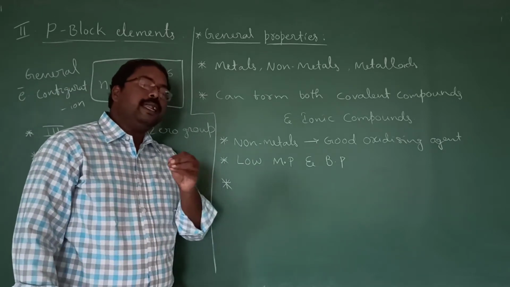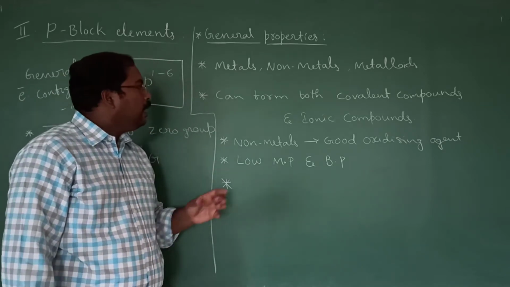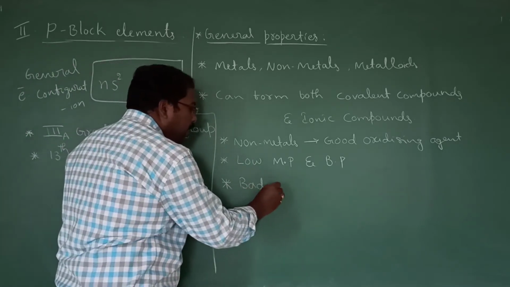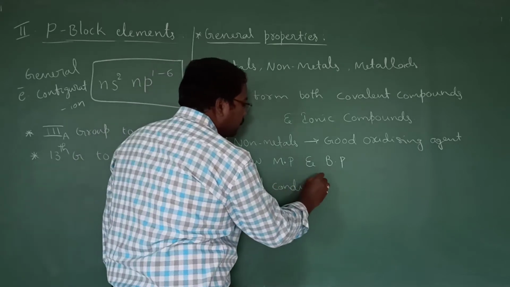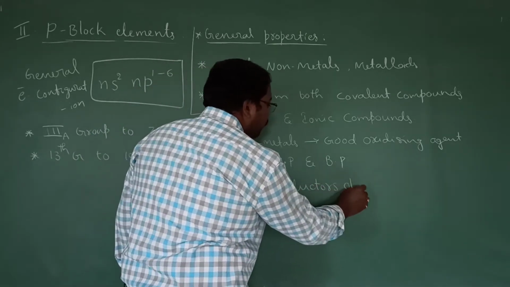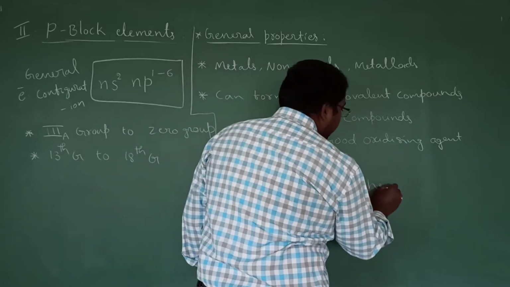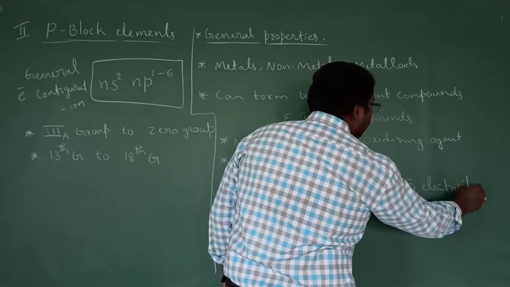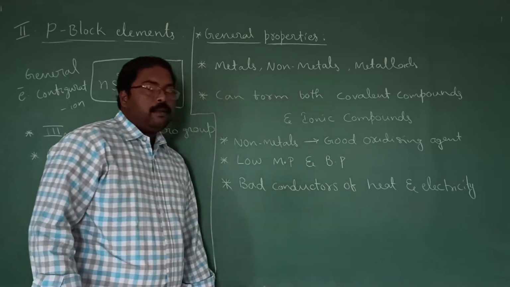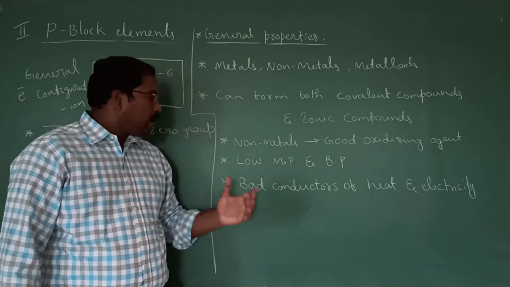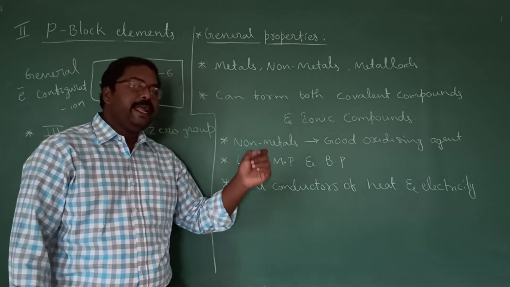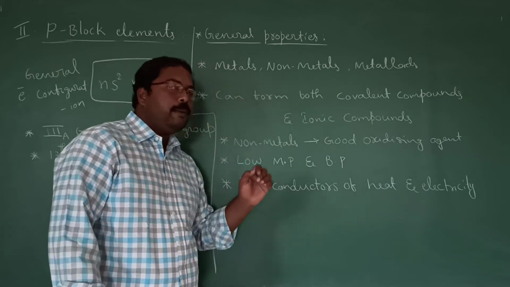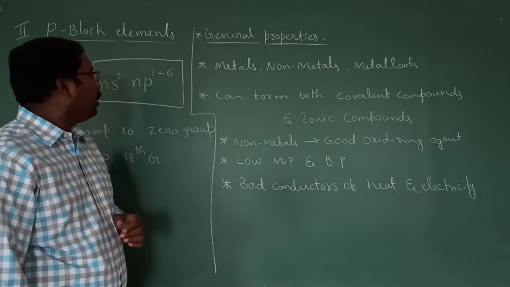Okay? And coming to the conductance. Normally, metals are good conductors of heat and electricity. But non-metals are bad conductors of heat and electricity. Okay? Due to the absence of free electrons, these are bad conductors of heat and electricity. Right? So these are the common properties of p block elements. Note this down.